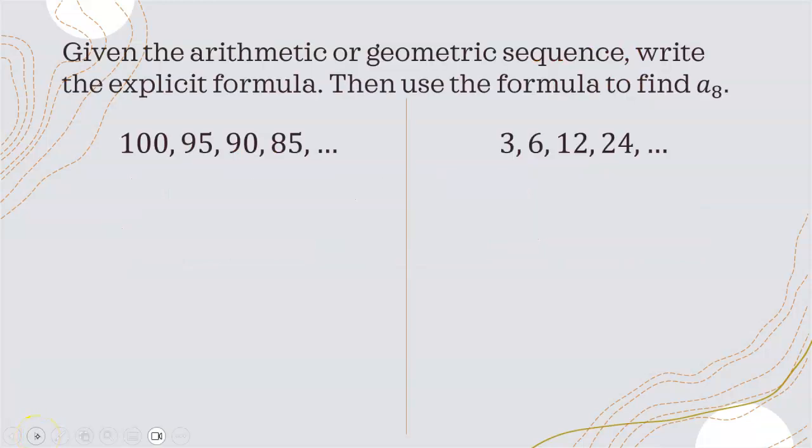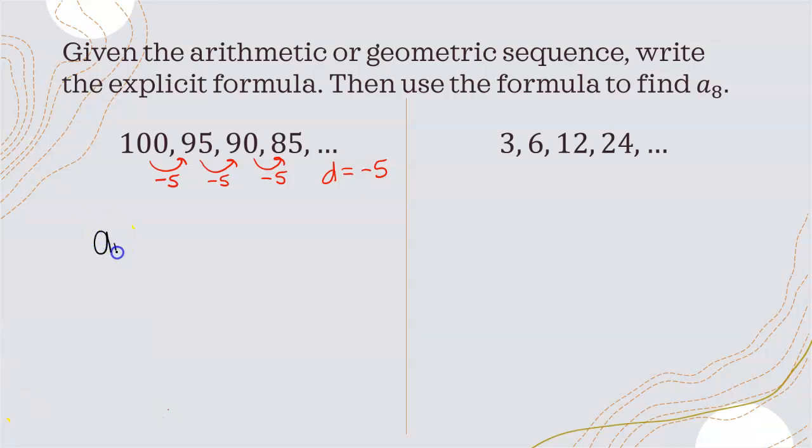So here we have two examples. It says, given the arithmetic or geometric sequence, write the explicit formula and use the formula to find a sub 8. So in this first example, I can see that it is an arithmetic sequence. I am going down by 5 every time. So d is going to be -5.